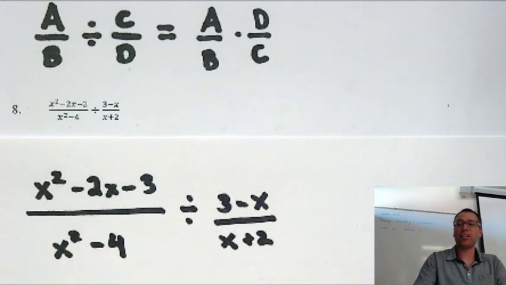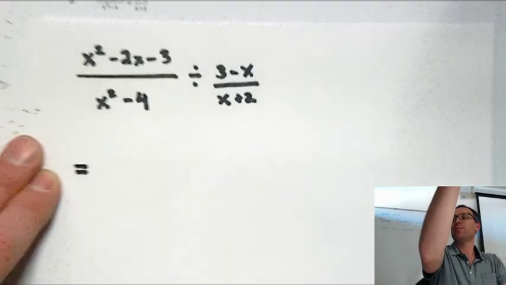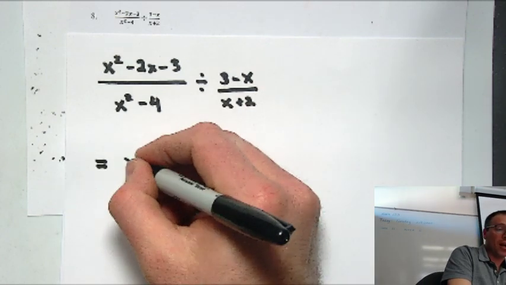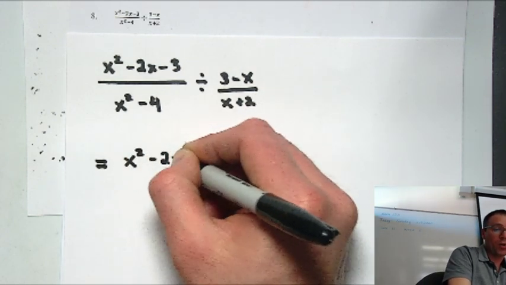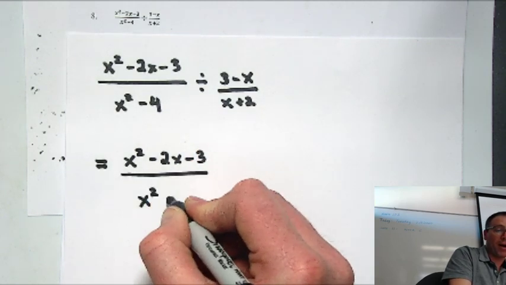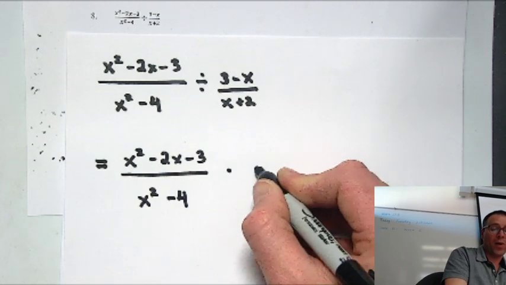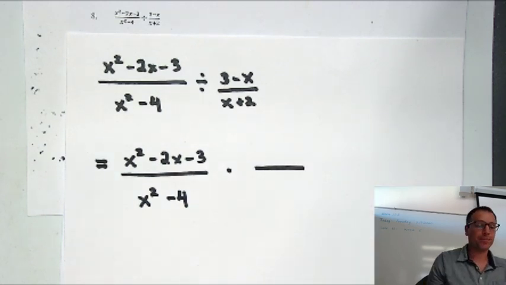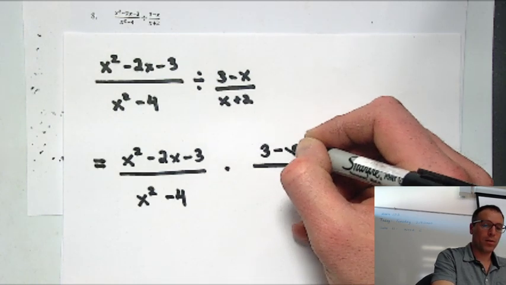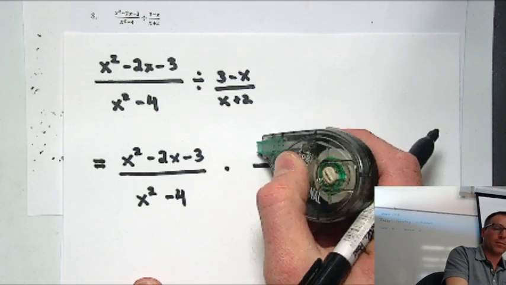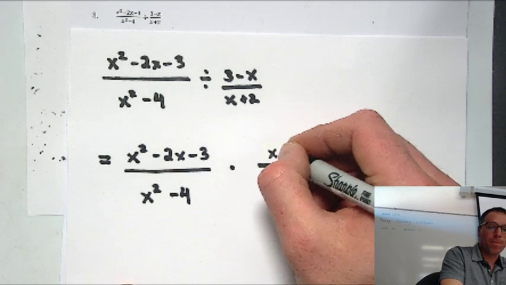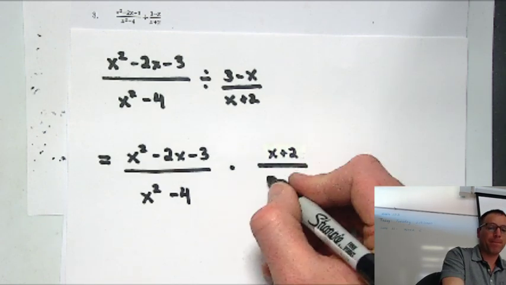What's one of the first things I can do in that fraction? Flip the fraction on the right. So now I have x squared minus 2x minus 3 divided by x squared minus 4. Flip the fraction on the right, what would that look like if I flipped it? Yeah, x plus 2 now goes on the top. And what's on the bottom? 3 minus x.